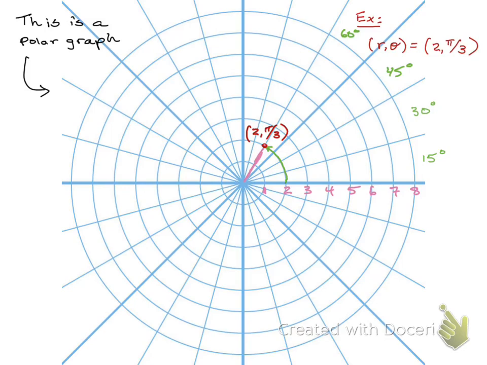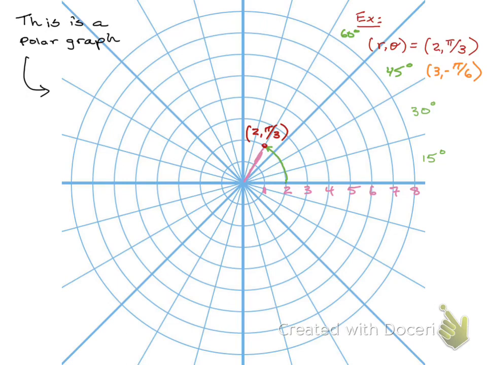Let's do another point, this time (3, negative pi over 6). So of course I can still have negative theta values and negative r values, and I'll show you how those work in just a minute. This negative pi over 6 here is how I start thinking about this point.